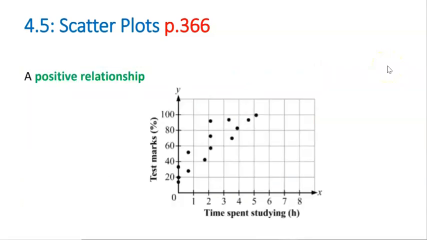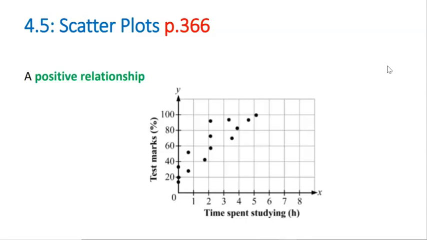First example is a positive relationship. If we look at this graph and we look at the labels, we can see on the x or horizontal axis, it's about the time spent studying in hours. And on the y or vertical axis, we can see the test marks in percentages. Now we know from our own life experience that sometimes you can spend less time studying but still get good grades. And so this scatter plot reflects that.